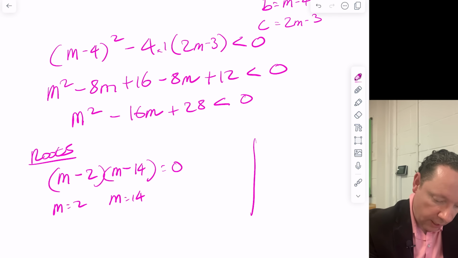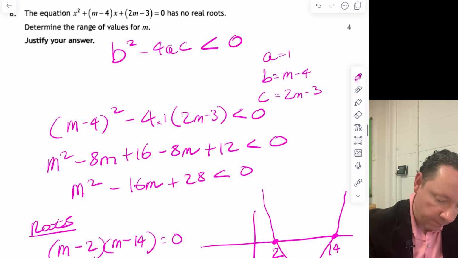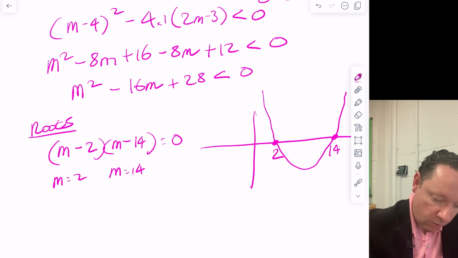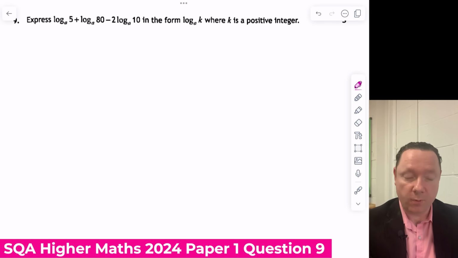So we now draw a graph. Just a rough one. There's 14. There's 2. There's your quadratic. It was positive, yep. And we want it less than 0. So underneath here, that's between these two numbers. So our final answer is 2 is less than m is less than 14. And we're done there.